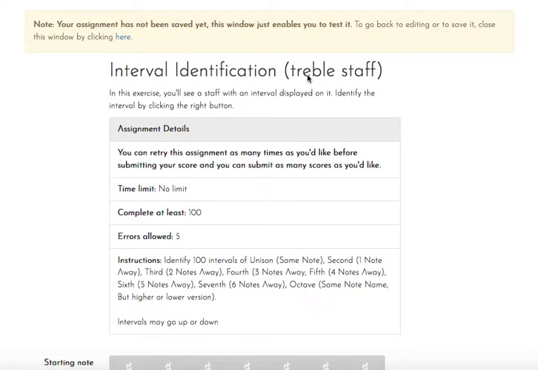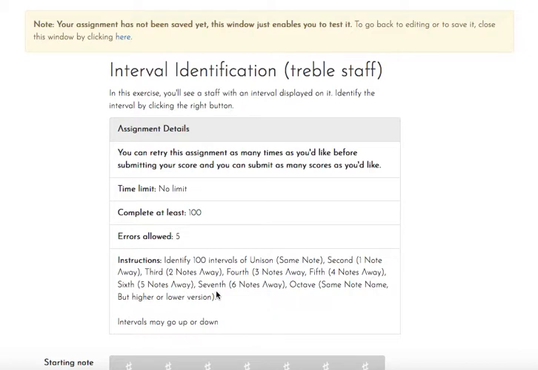This is in level 11, and for level 11, we have the following intervals that you are going to be seeing. And again, I always read my instructions, so we're going to go over it here. Unison, which we know are the same note, a second, which is one note away, a third, which is two notes away, a fourth, which is three notes away, a fifth, which is four notes away, a sixth, which is five notes away, a seventh, which is six notes away, and then our octave is a higher or lower version of a note with the same letter name.